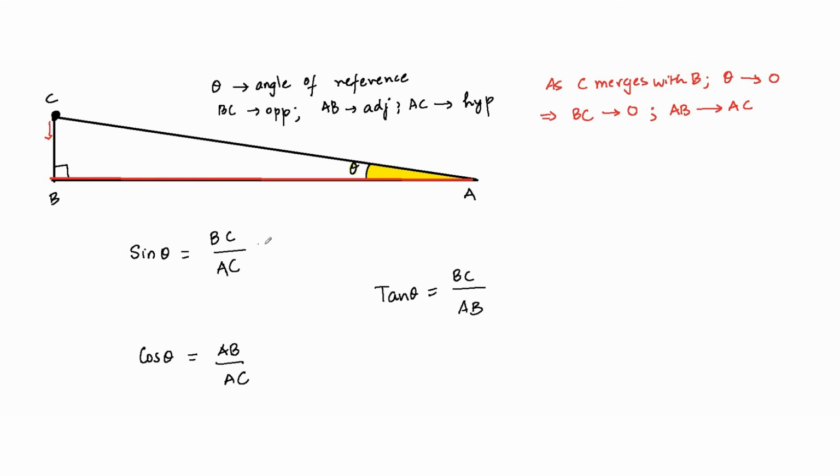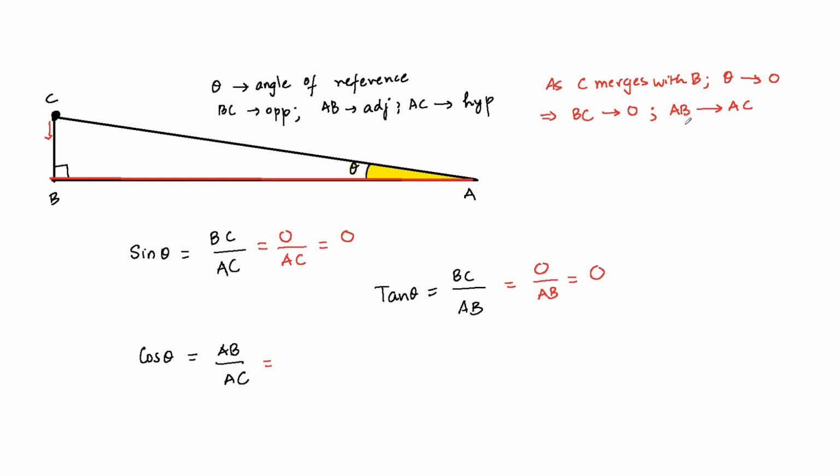Now because BC is getting closer to 0, the numerator gets close to 0. So this becomes 0 divided by AC, which is equal to 0. As BC becomes closer to 0, this becomes 0 divided by AB, which is equal to 0. So sine 0 is therefore 0 and tan 0 is also 0. Whereas let us look at what happens to cos.